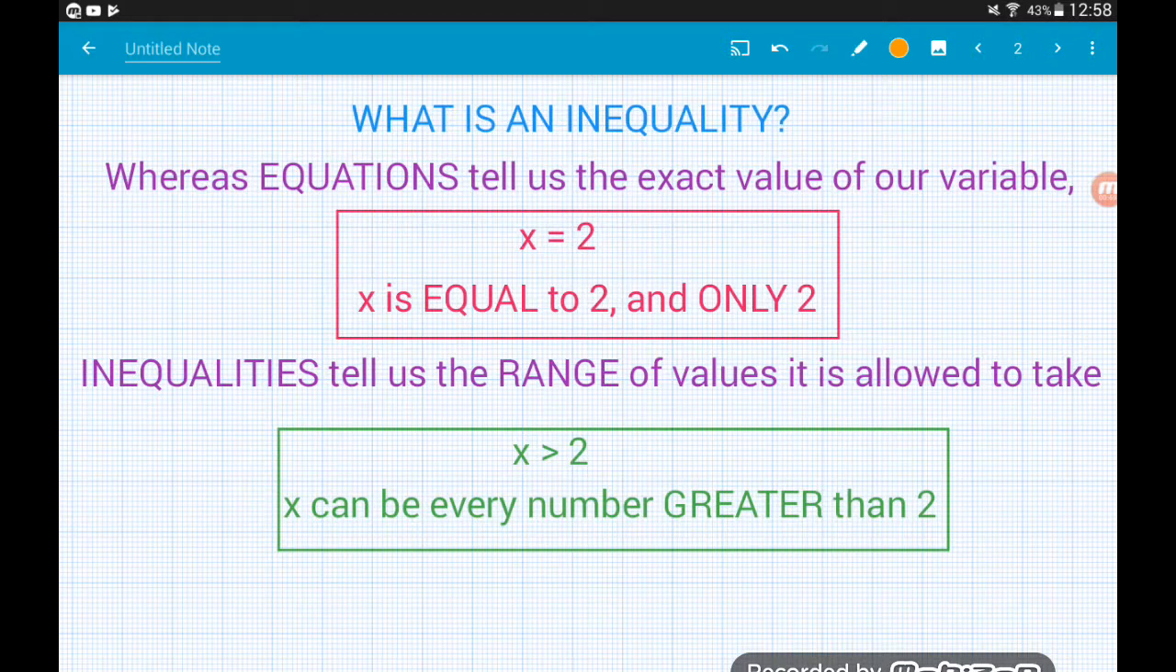Whereas if we had this inequality down at the bottom where we've got x with this little pointy arrow and then a 2, we would read that as x is greater than 2. Now technically that means that x would be allowed to be any number greater than 2, say like 2.1 or 2.0000001, but when we're playing with inequalities we are usually just playing with integer values.